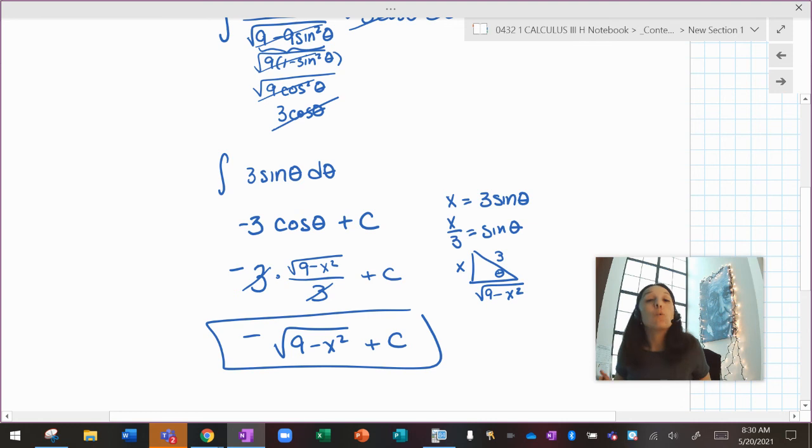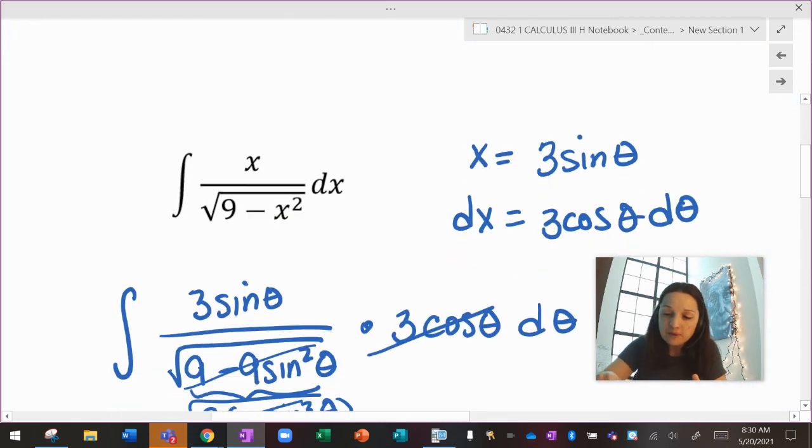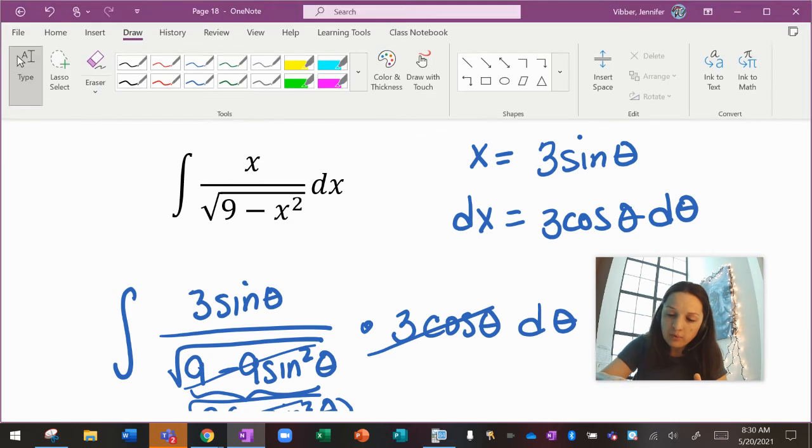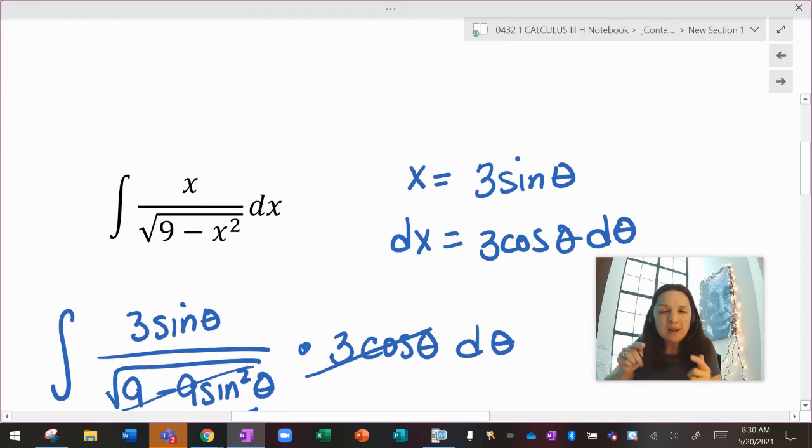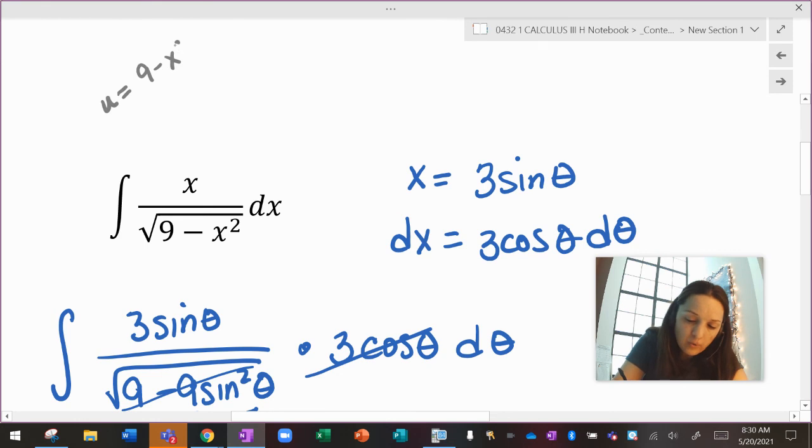But guess what? We could have done it another way. So when you see these trig substitution setups, I wouldn't always jump right into trig substitution. You still have other techniques you can try. And if I look at this one, way back up top, I realize, wait a second, 9 minus x squared and x. X is a multiple of the derivative of 9 minus x squared. I could have done this with a u sub. I could have said, well, what if I let u equal 9 minus x squared? Then du would be negative 2x dx.